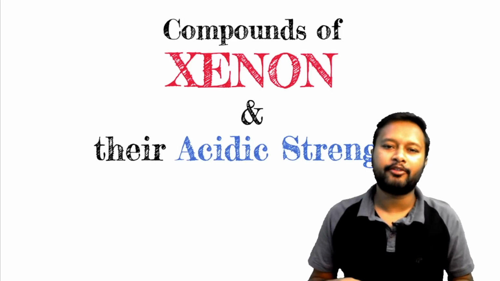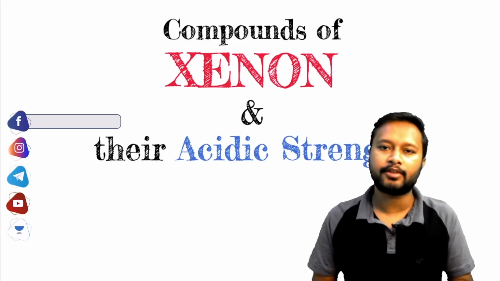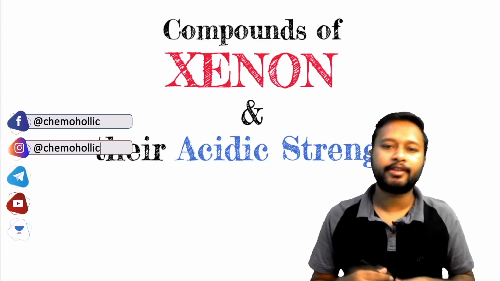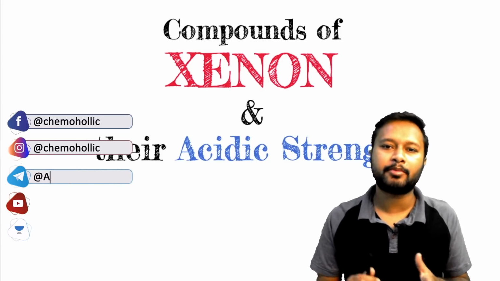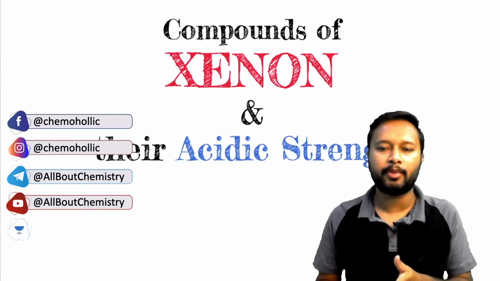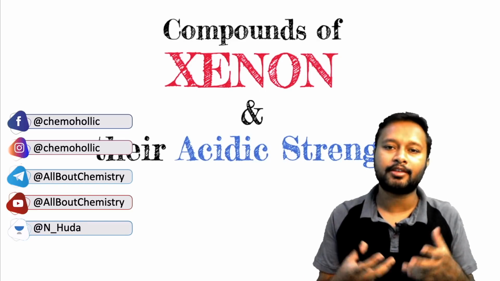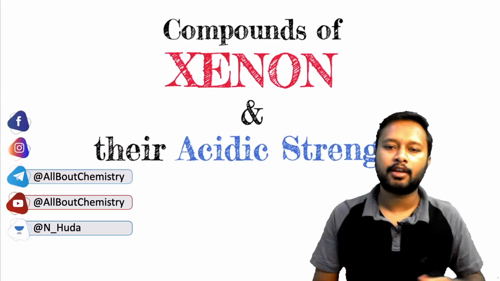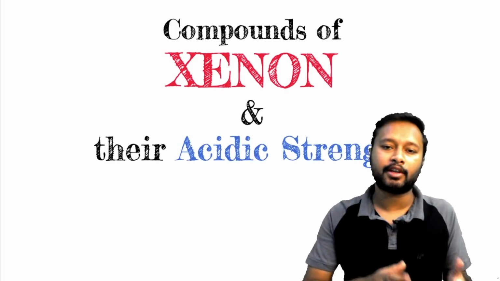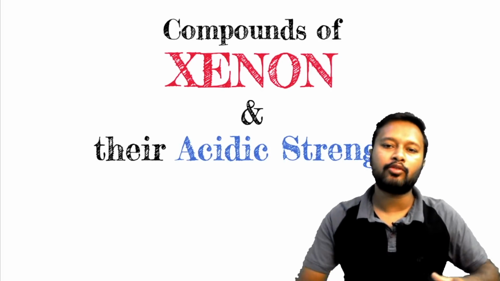So today in this video we are going to talk about compounds of xenon. Basically, we are going to talk about the structures of xenon compounds and their acidic strength. Now this is one of the topics from main group elements, especially from the 18th group elements, which is mostly asked. From the 18th group there is not much chemistry which you will get to see. Xenon is one of the elements which shows chemistry with other elements. So you are going to look forward to the structures of xenon compounds and what their acidic strength is, how you can identify that.